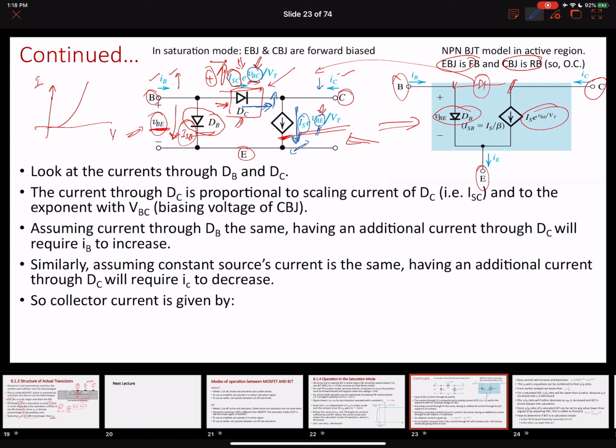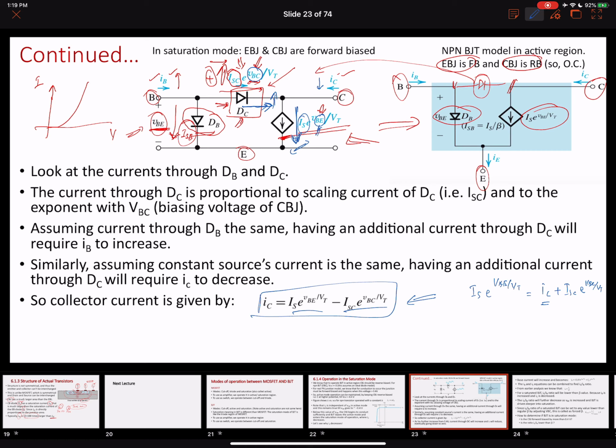So our new collector current can be given by using this equation. We can also easily write this as IS e^(VBE/VT) equals IC plus ISC e^(VBC/VT). So we can easily find out that IC will be the subtraction of the two.